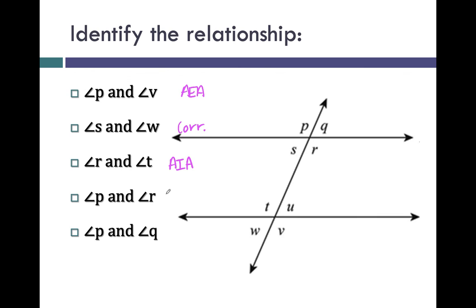P and R are what we call vertical angles. And finally, P and Q are both adjacent and supplementary.